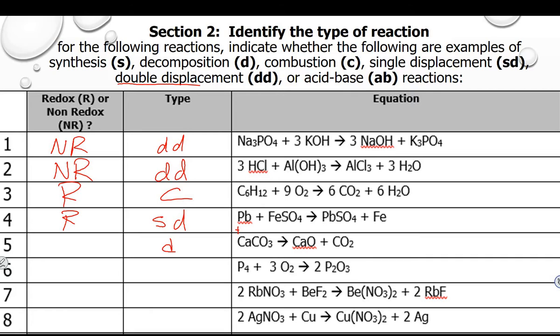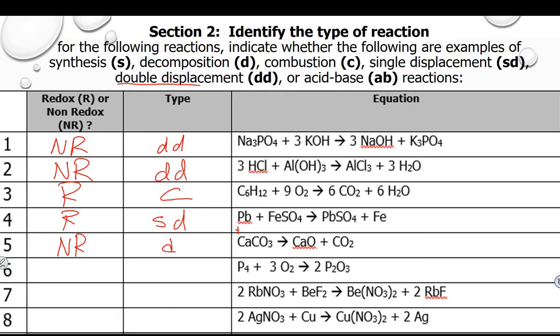Okay, let's look at the other side. Calcium's always a +2. Oxygen's a -2. Oxygen's a -2 with CO2. That's 2 -2s. That means carbon has to be +4. Did it change charges? No, they were the same. So this is a non-redox. Decomposition can be either. The hint here is if it goes down to an element or starts at an element, goes to a compound, that's going to be redox.